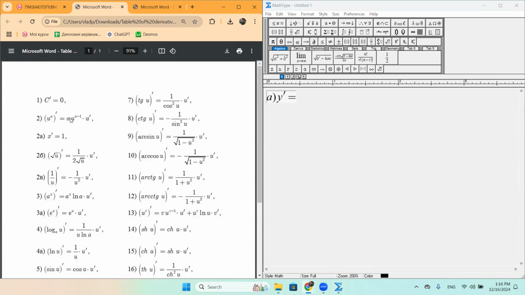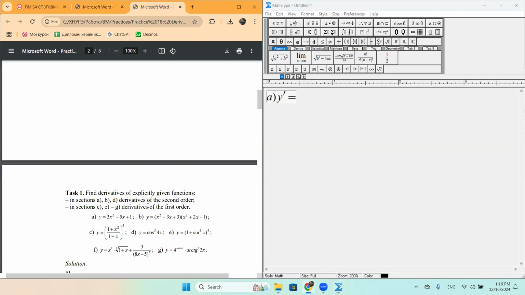We multiply by the exponent, and the exponent decreases. And pay attention that we multiply by u prime, because u can be a composite function. So what are we doing here? Don't forget about the coefficient: 3 by 2 and by x minus 5. We just multiplied by 1, and the exponent became 0. And the constant just became 0.